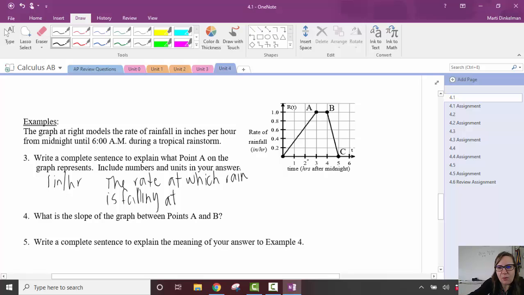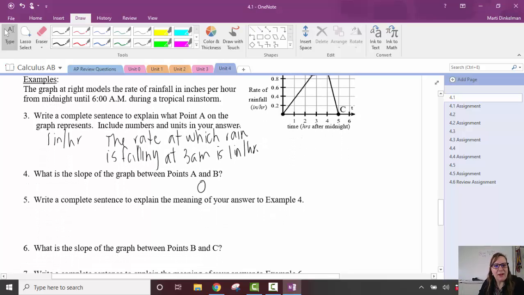Let's see, that's going to be at what time? 3 hours after midnight. So at 3 a.m. the rate is 1 inch per hour. Okay, what's the slope between A and B? Well, the slope is 0. And what does that mean? It means our rate is not changing, or our rate is constant.